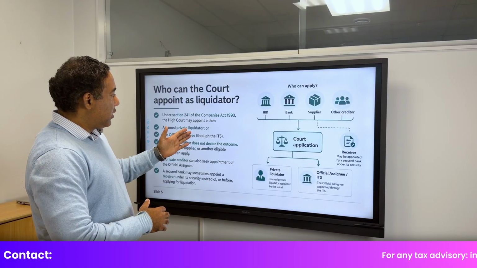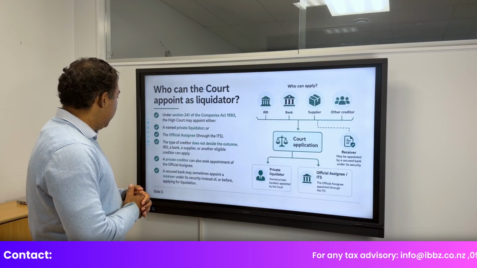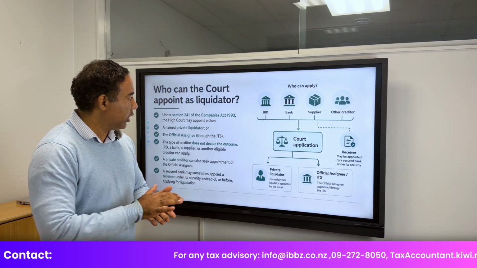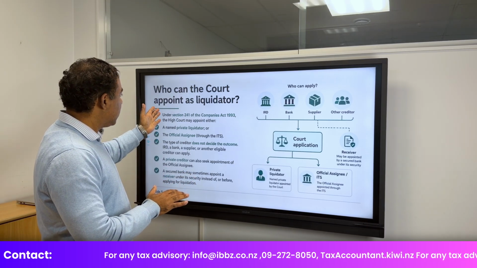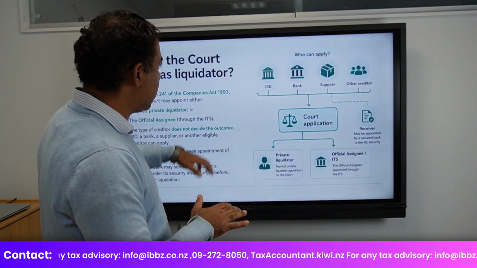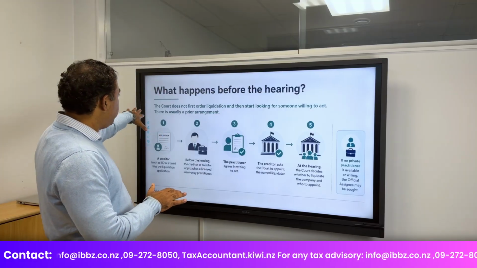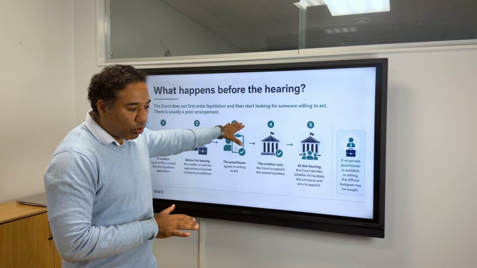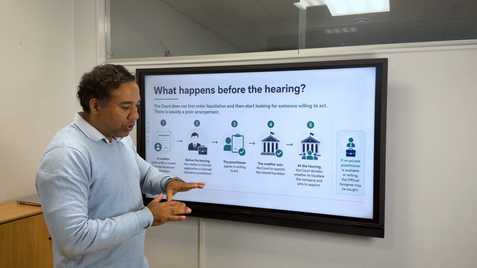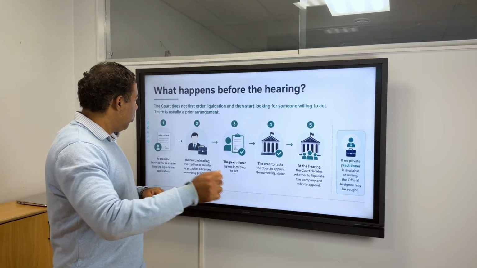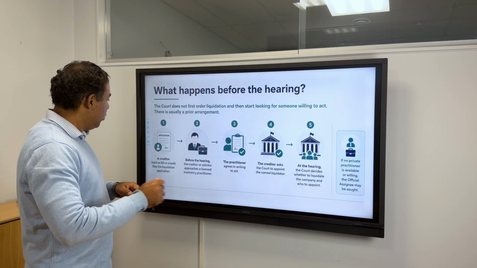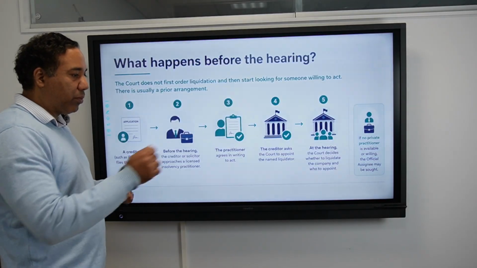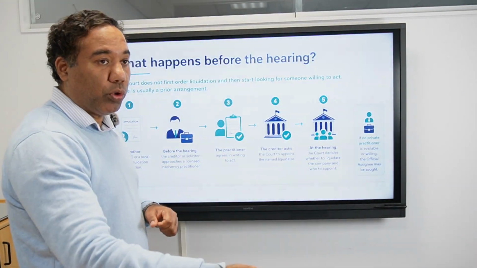So in this case, if IRD has initiated it, they will ask who wants to be the liquidator. Okay, so this is how the court does this. Now, what happens before the hearing? This is very important. Before the hearing, a notification goes to the court that we want to do the hearing. A creditor such as IRD will file a liquidation application to the court: we want to do the liquidation.